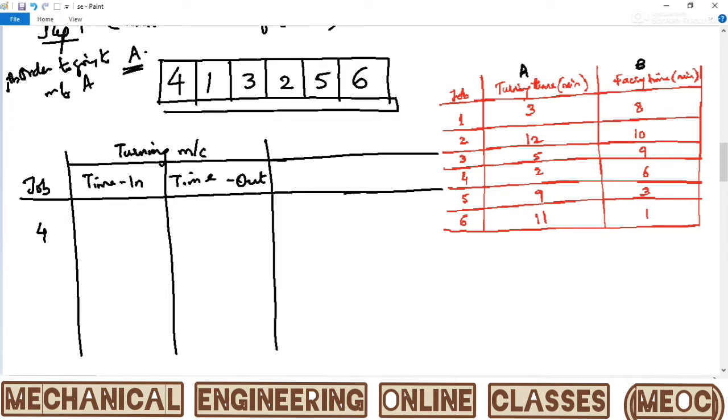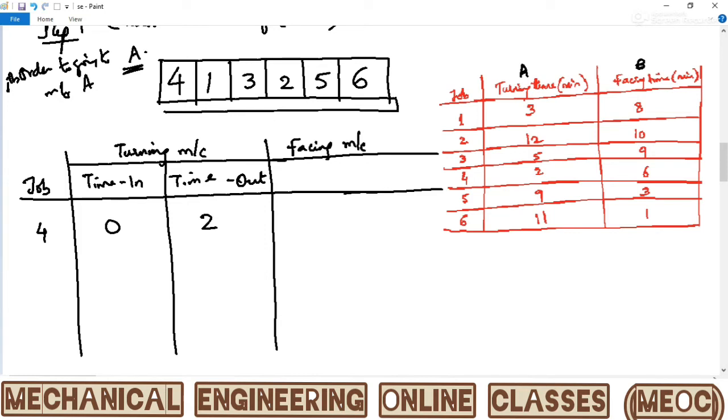So because it is the first job that is going on to the first machine, let us say that it is from the 0th minute. So how many minutes is this job 4 taking on the turning machine? It is taking 2 minutes. So time in is 0, time out will be 2 minutes.